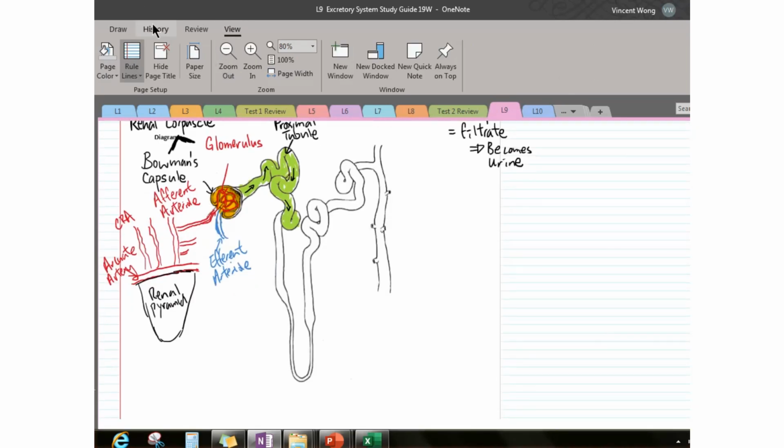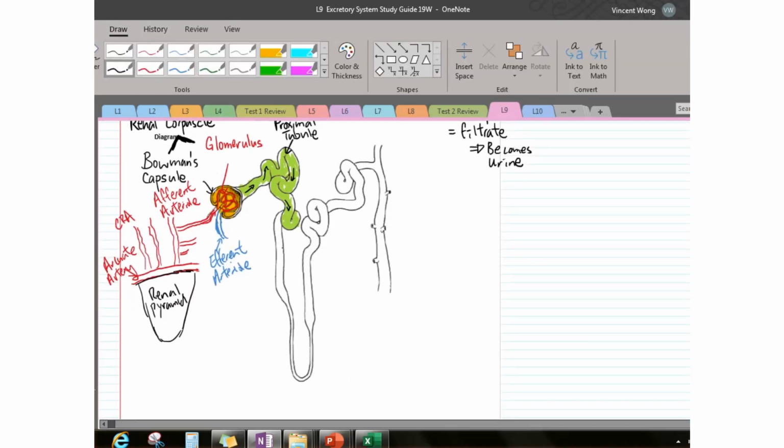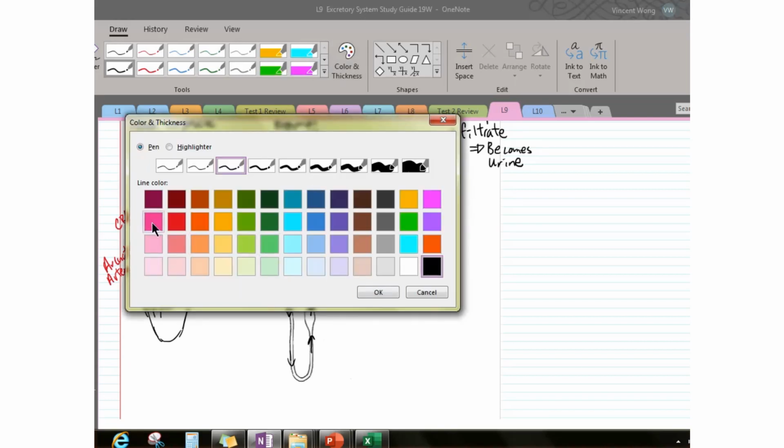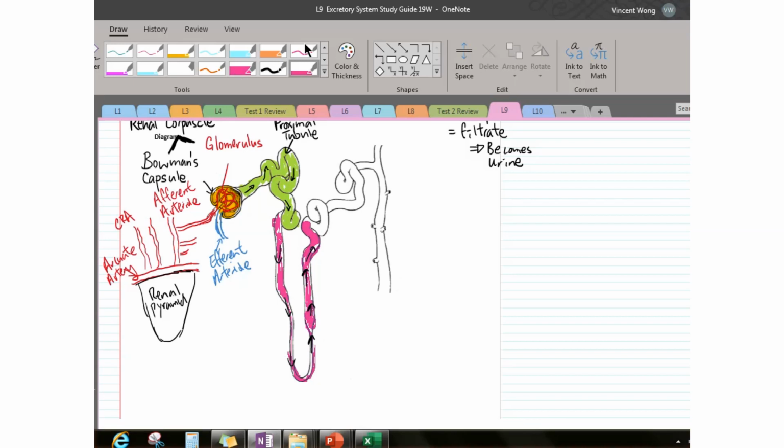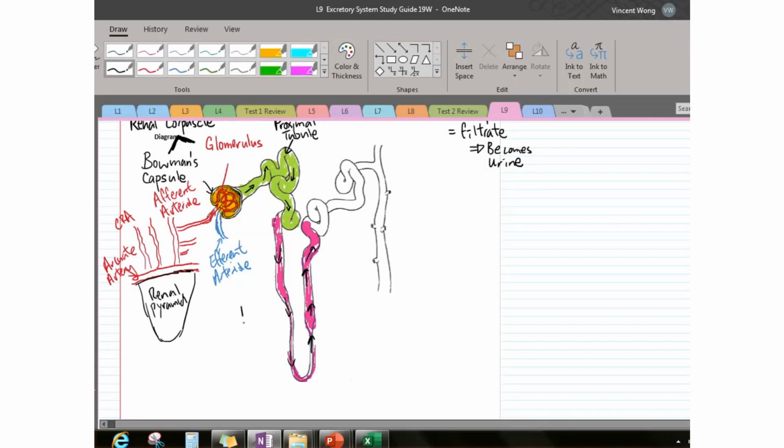From the proximal tubule, the filtrate will go down this loop and then come back up. Let me color that for you. This here, on the way down, is called the descending limb, and then on the way up, it is called the ascending limb. Descending limb, ascending limb.